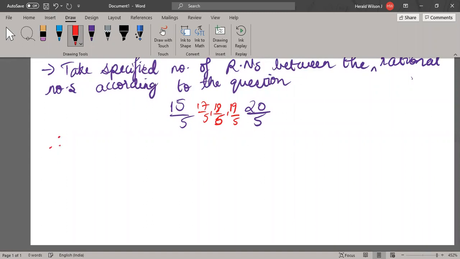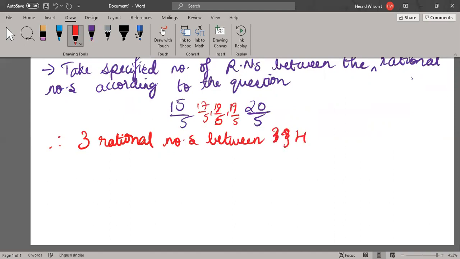So now you need to conclude with the conclusion statement. It is very compulsory. So therefore, three rational numbers between 3 and 4 are 17 by 5, 18 by 5, and 19 by 5.